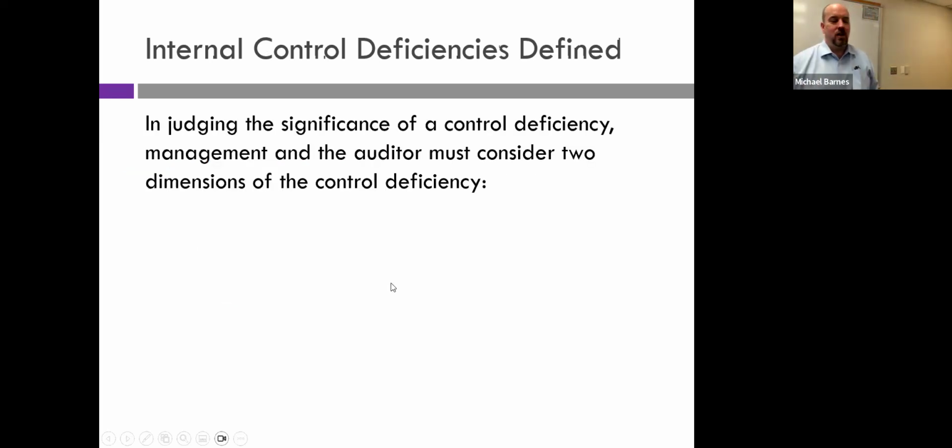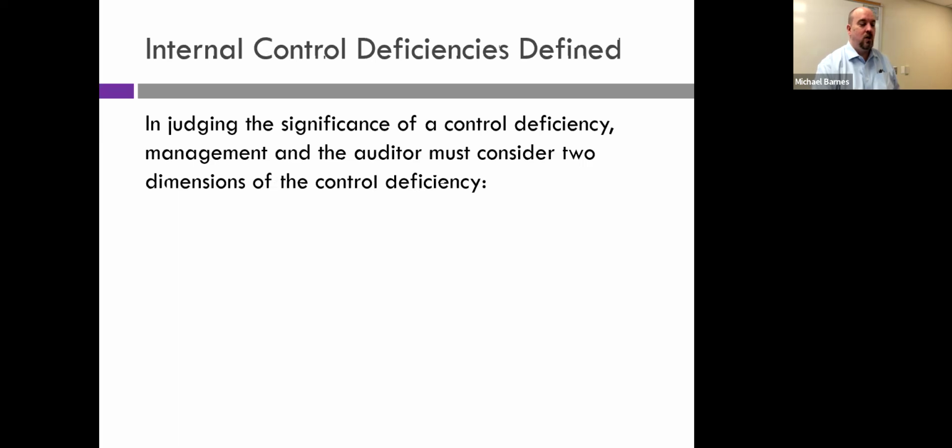So how are we going to determine whether or not we have a control deficiency? And if so, what type of control deficiency exists? Do you remember back when you were in 303 and you had to identify contingent liabilities and estimate whether they were probable and reasonably estimable? We're going to do something very similar to that with respect to control deficiencies, okay?